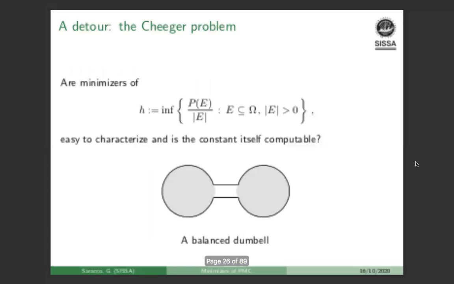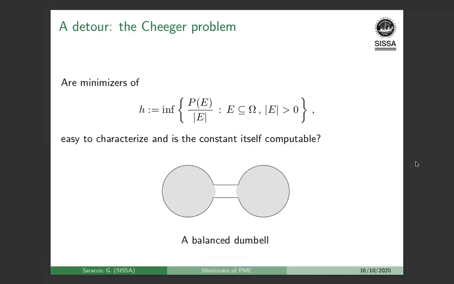Well, no. For instance, I give you this example, a balanced dumbbell. Take two balls of the same radius, say one, spaced far apart from one another, and link them with a thin tube. Well, if the tube is thin enough, then you actually have three minimizers, which are given by the left-hand side component, the right-hand side component, and the union of the two.